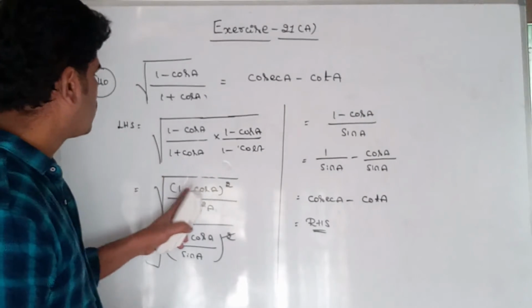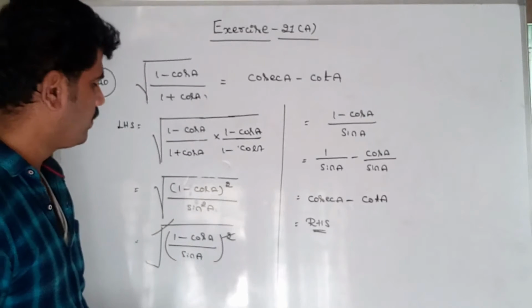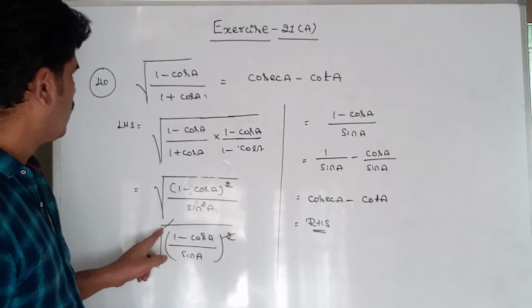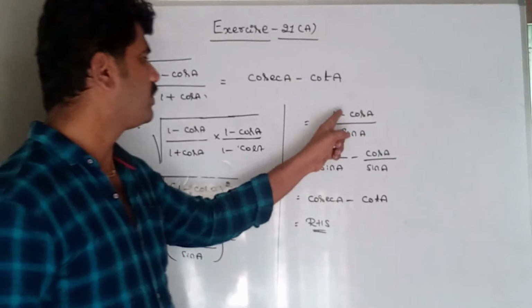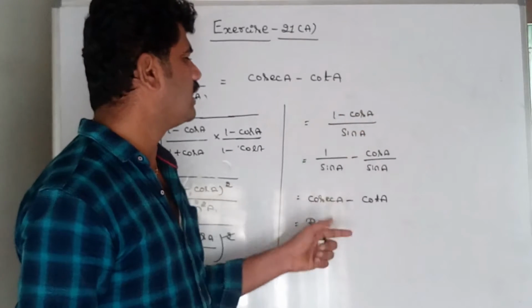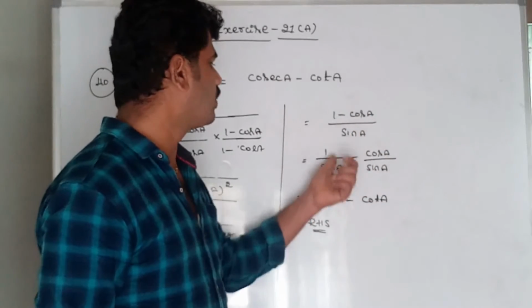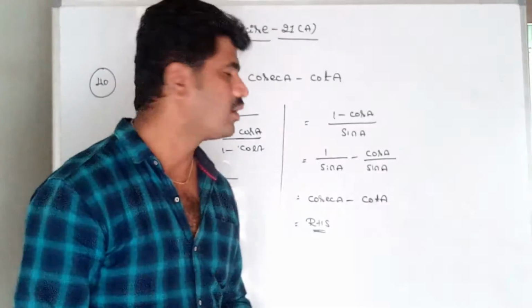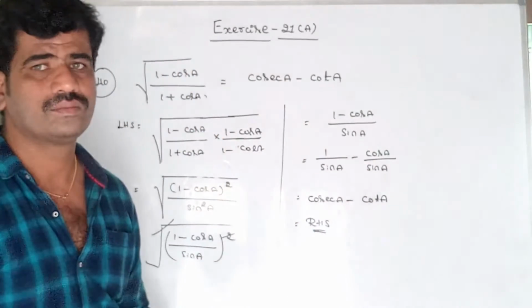So now 1 minus cos A the whole square divided by 1 plus cos A into 1 minus cos A is sin square A. Then 1 minus cos A by sin A the whole square, and the square and square root cancel, so we get 1 minus cos A divided by sin A. Now split it: 1 by sin A minus cos A by sin A. So 1 by sin A is cosecant A, and cos A by sin A is cot A. That is the required answer, equal to RHS.